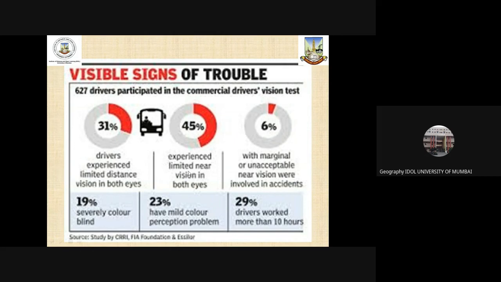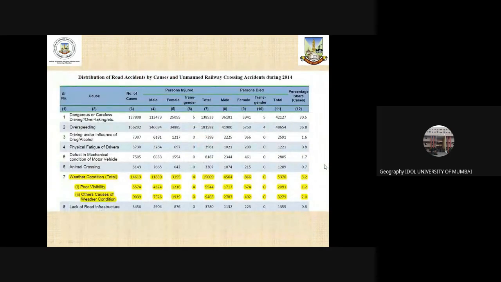30% of drivers experience limited distance vision in both eyes, whereas 45% of drivers experience limited near vision in both eyes. And near vision impairment is mostly involved in the accidents. So these are some of the important impacts of the smoke that is being created.